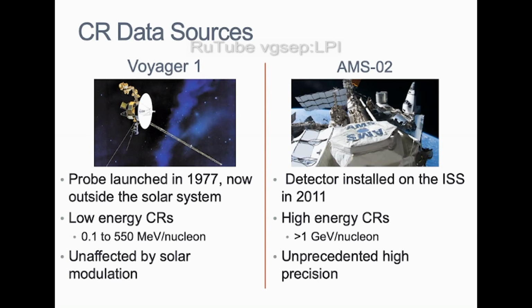Meanwhile, the AMS-02 detector has provided data on higher energy cosmic rays since its installation on the International Space Station in 2011, especially above 1 GeV per nucleon. And AMS-02 provides us with data of unprecedented high precision that allows for much stronger constraints on cosmic ray propagation models than was previously possible.